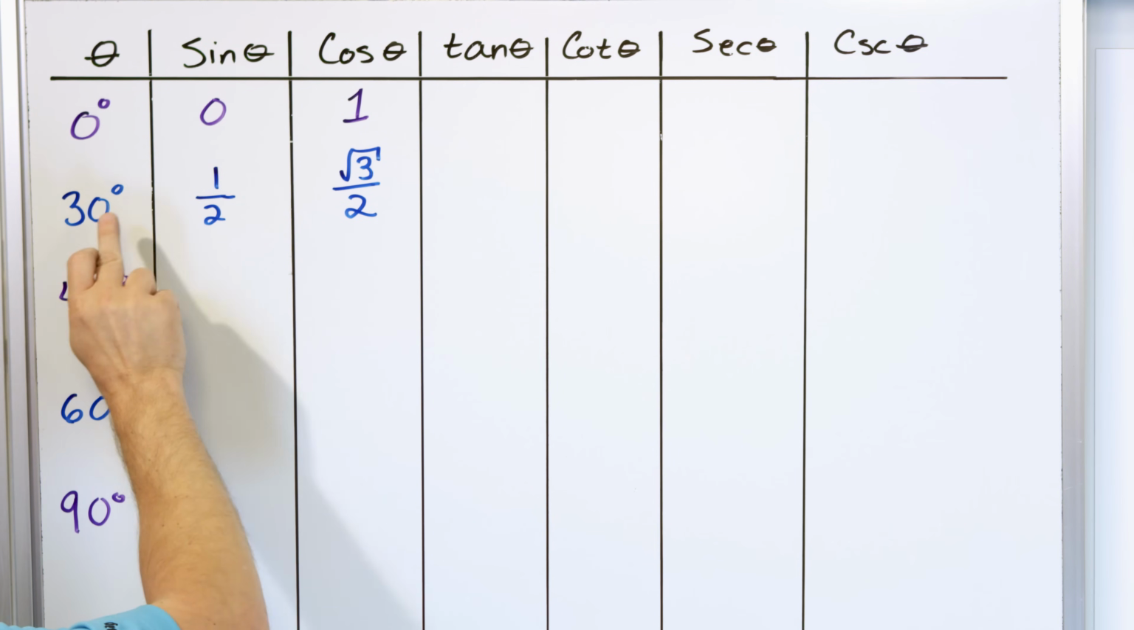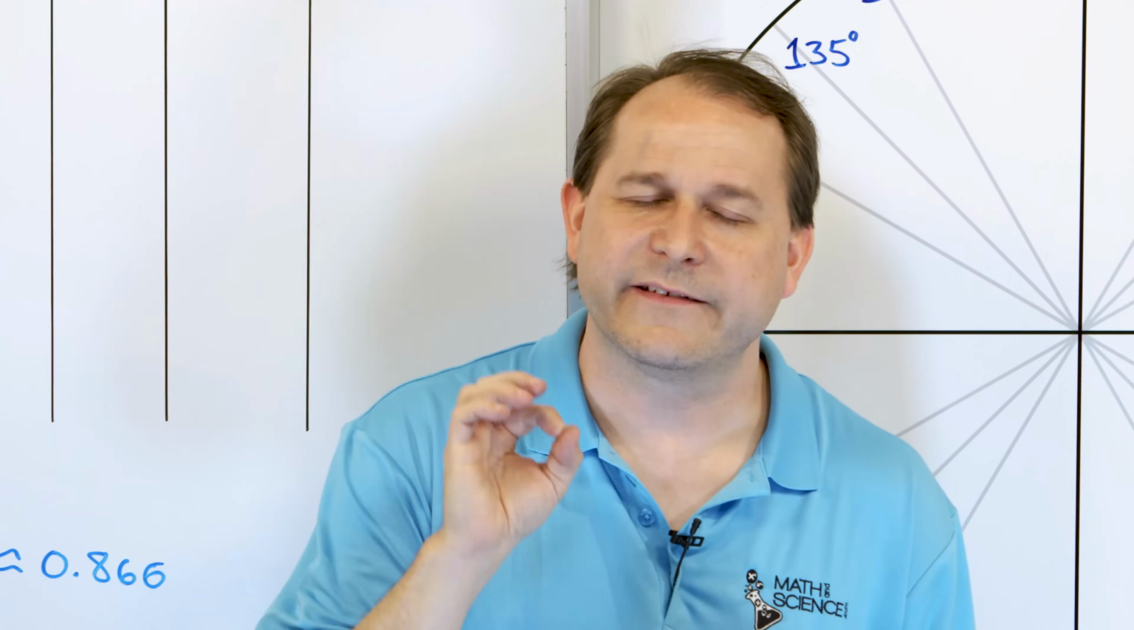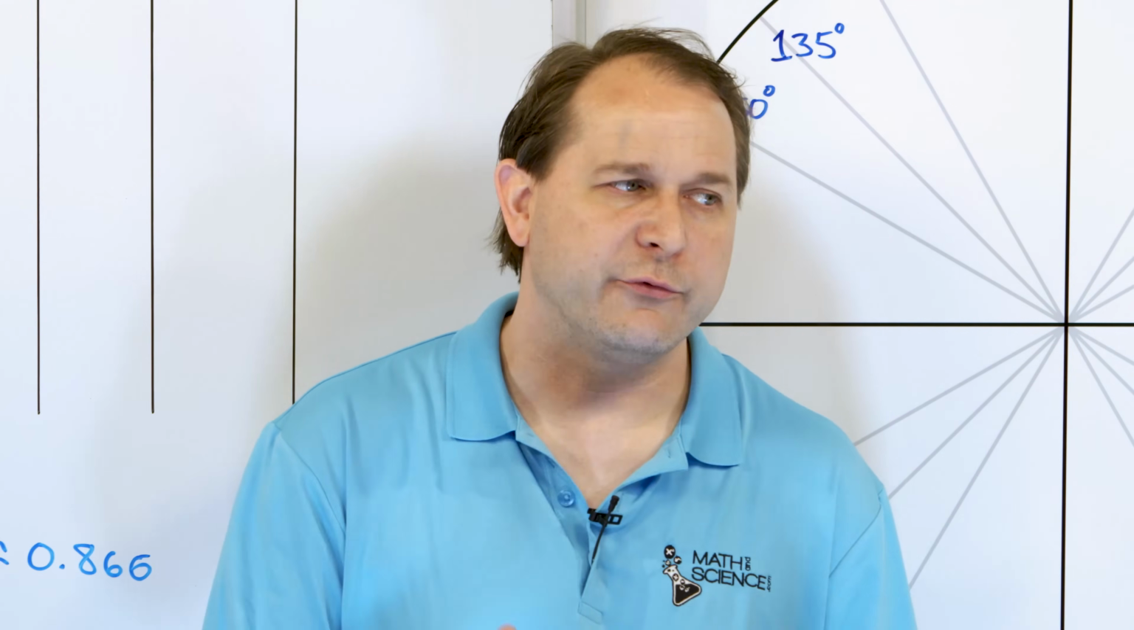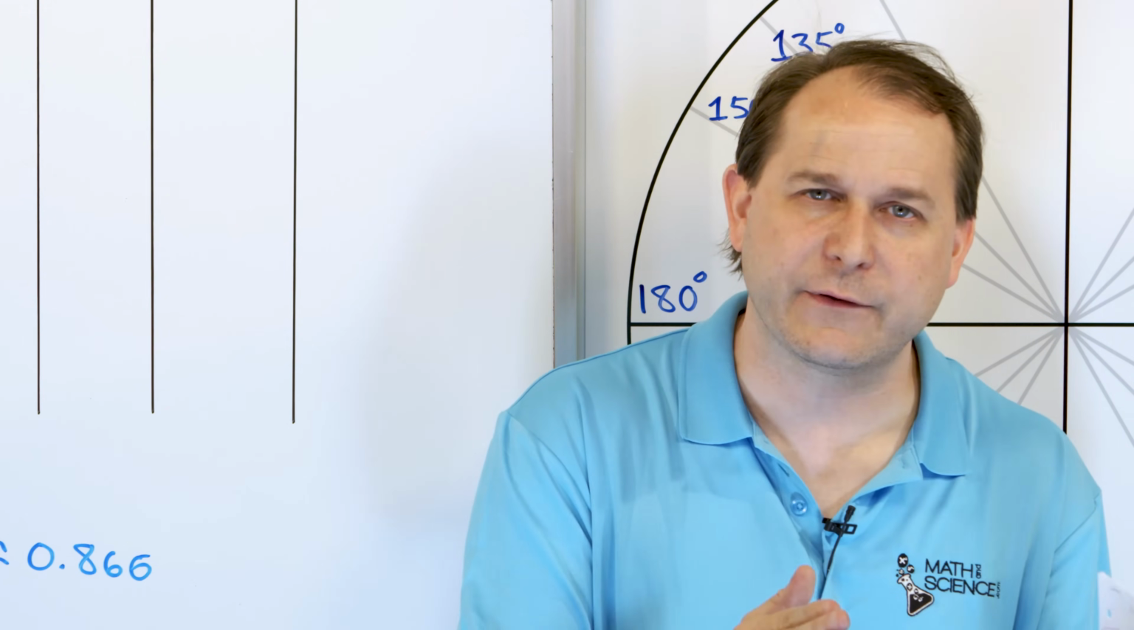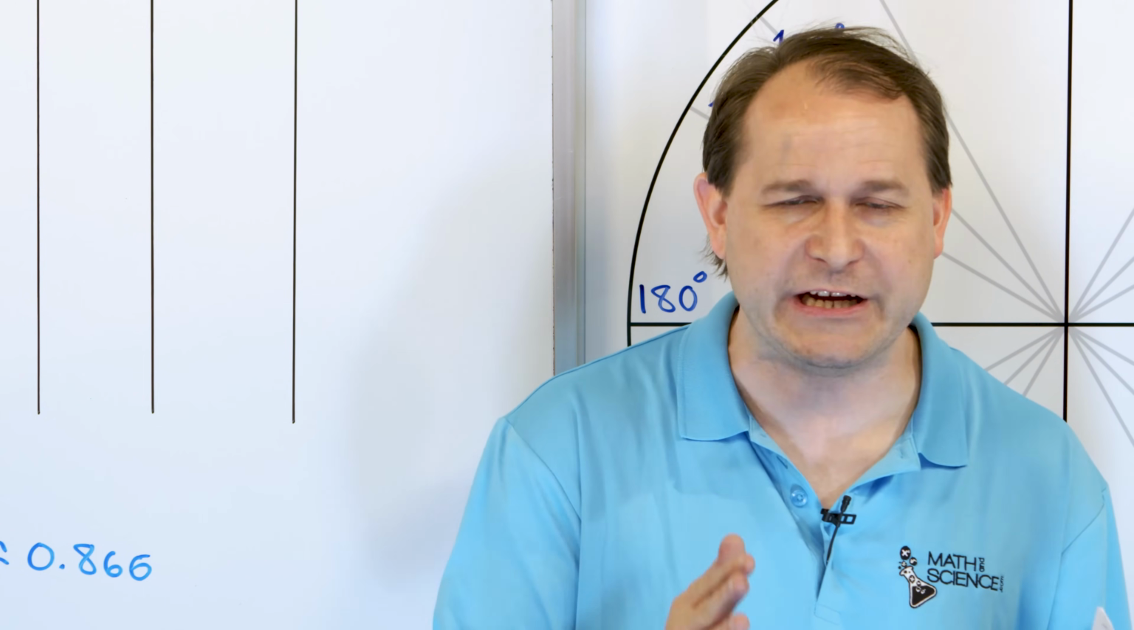So the sine of 30 is 1/2. The cosine of 30 is square root of 3 over 2. That is a very important number you need to remember. Remember, sine of 30 is 1/2. Keep saying it. You need to remember it.